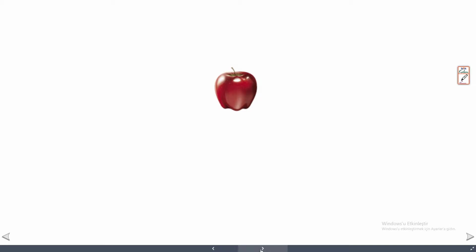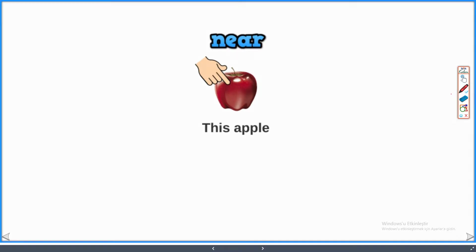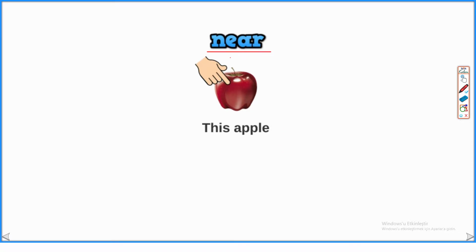As you see, you are seeing an apple, and I'm pointing at that apple, and it is near to me. The point is, is it near or far? It is near, and when an object is near, we use this. I say this apple.